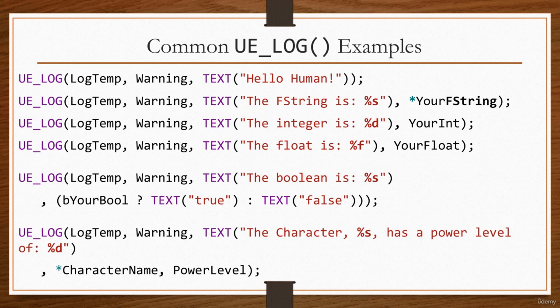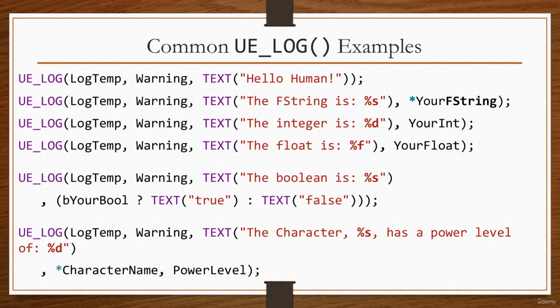So for example, if you want to see a simple log when something spawns, maybe you are spawning multiple things into the level, then on that actor in the BeginPlay function, you can do a simple log that says actor spawned or apple spawned or bullet spawned or whatever it is.